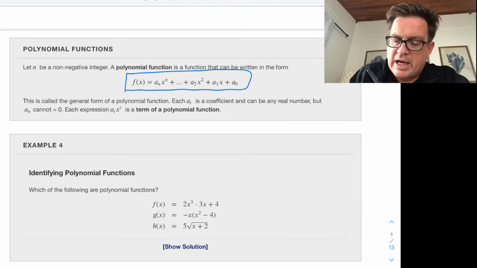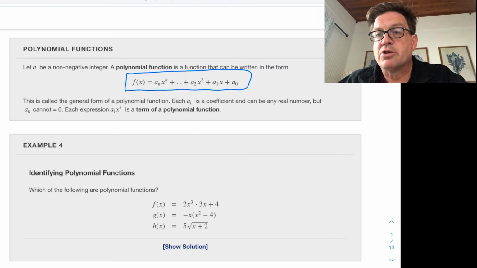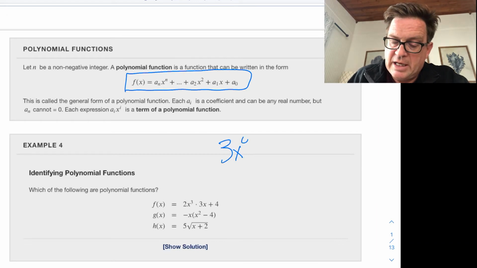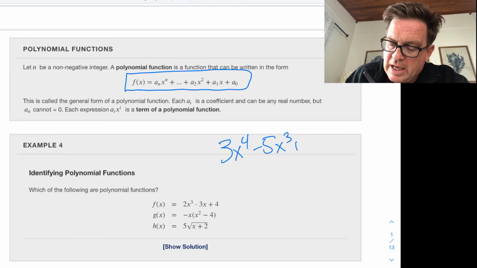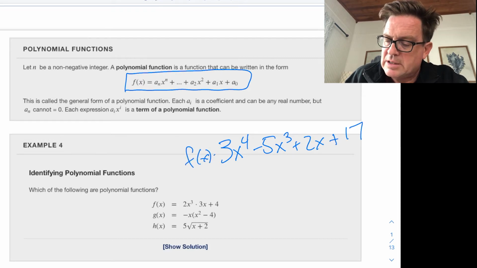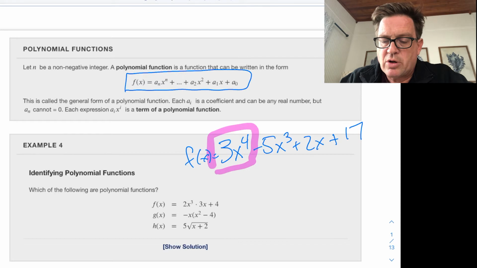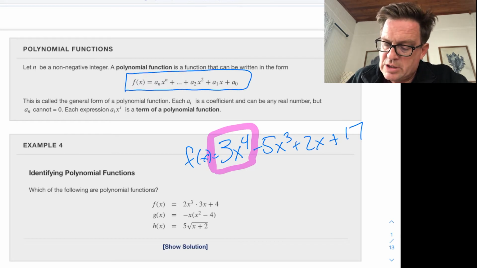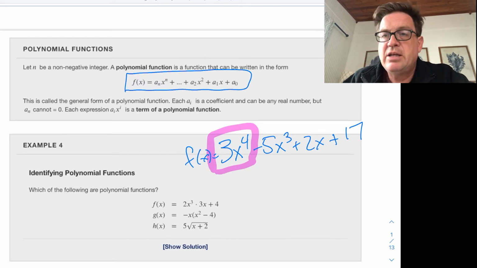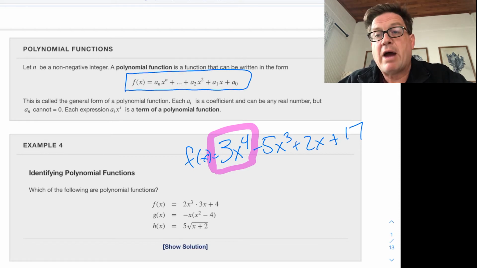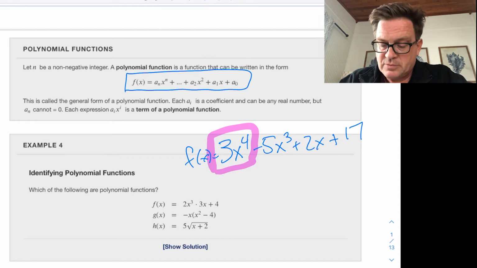And so what we're going to look at are polynomials, which are functions that are made up of adding together a bunch of terms, each one is a power function. And so it's going to be something like 3x to the fourth minus 5x cubed plus 2x plus 17, or something like that. It's going to be a bunch of terms, and two things are going to be important. One is the leading term, which is the term with the highest power, and the other is how to factor.